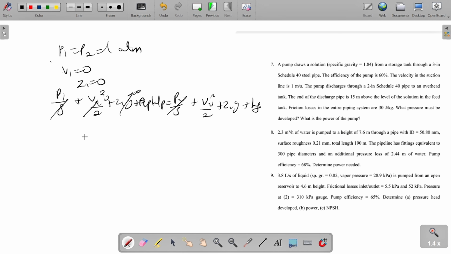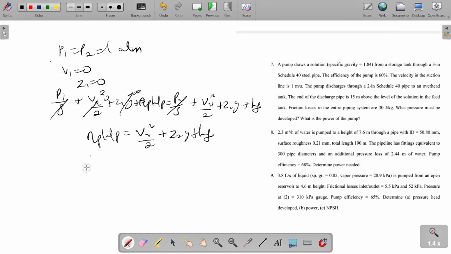So on this hand side, it should be left with just this WP, which should be equal to V2 squared divided by 2 plus the Z2G plus HF. So you need to make some assumptions before Bernoulli's equation can work. Over here, since I have this one, I have to calculate for V2, to actually put everything over here.